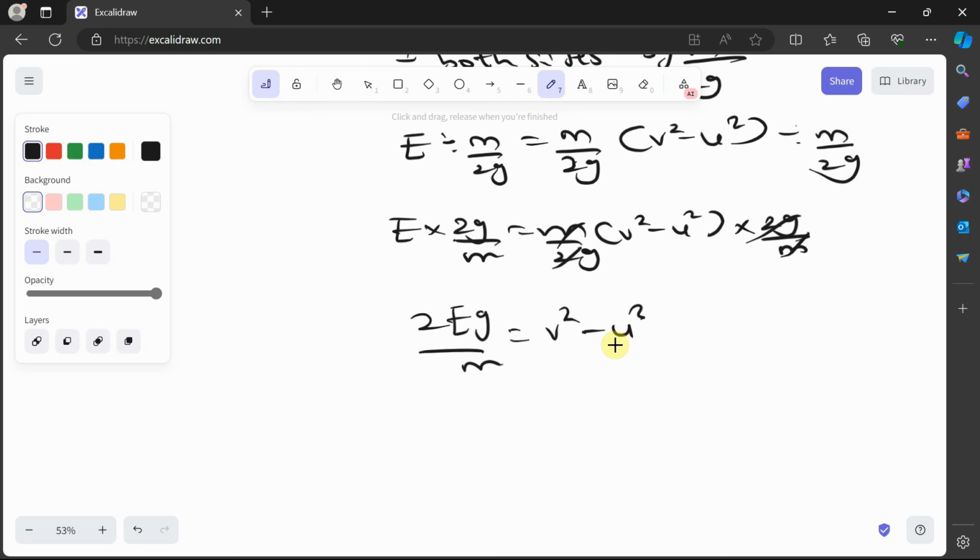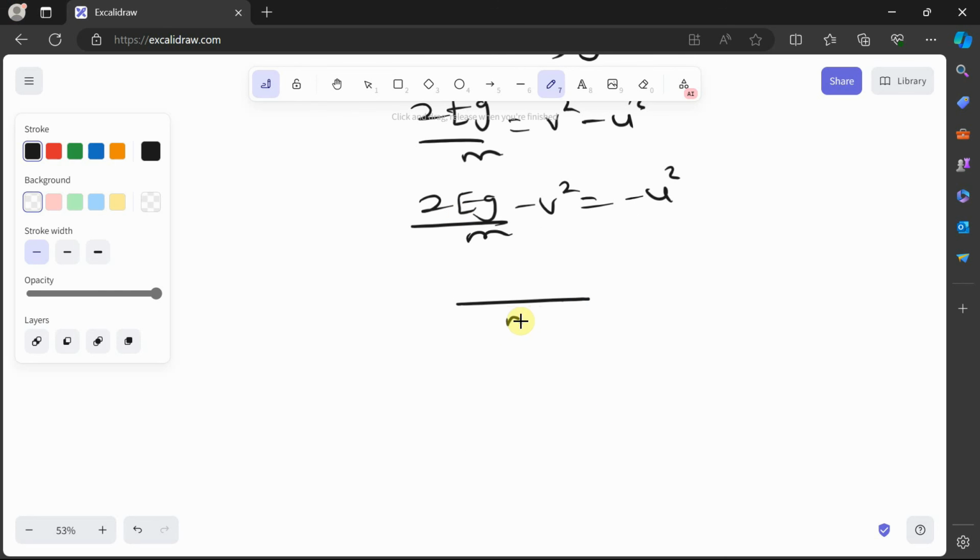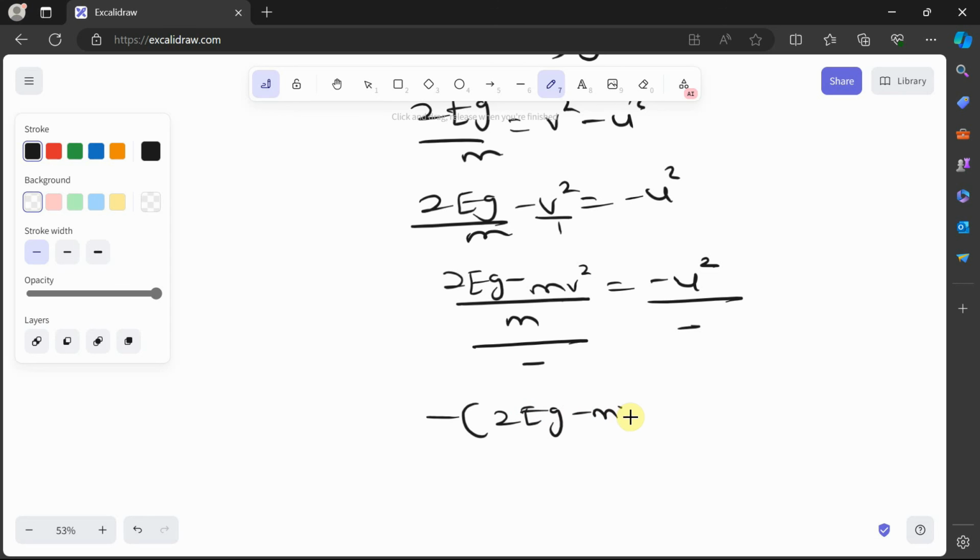And because we want to make U the subject of the formula, I'll take over the V squared to the other side. That will be 2EG all over M minus V squared is equal to minus U squared. So let's simplify this part. So the LCM here is M. M in M is 1 times 2EG is 2EG minus M in 1 is 1 times V squared. That will be 2EG minus MV squared all over M is equal to minus U squared. Then if I divide both sides by minus, that will be minus open brackets 2EG minus MV squared all over M is equal to U squared, right?